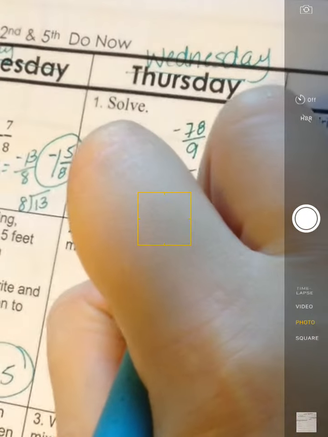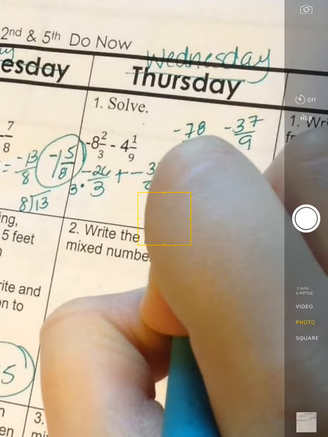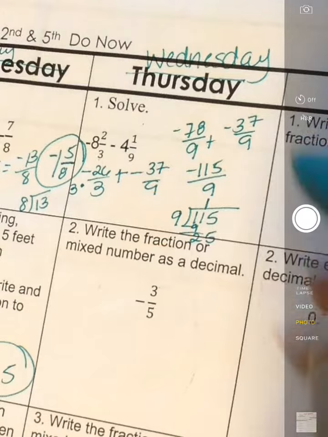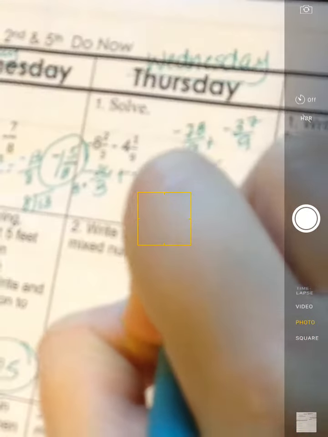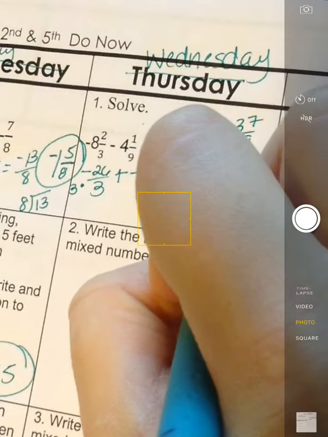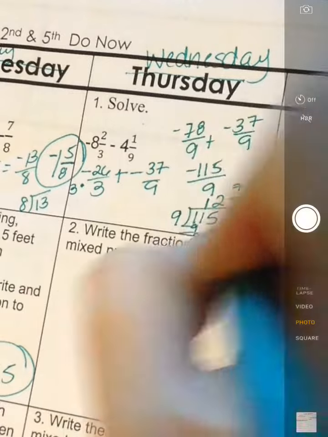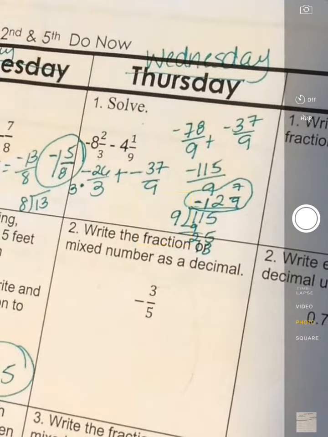9 goes into 11 one time, leaving me with 2 left over. Drop down the 5. 9 goes into 25 twice, which is 18, leaving me with 7 ninths. So my answer is negative 12 and 7 ninths.